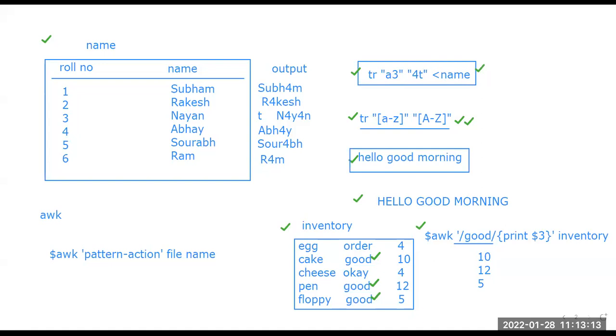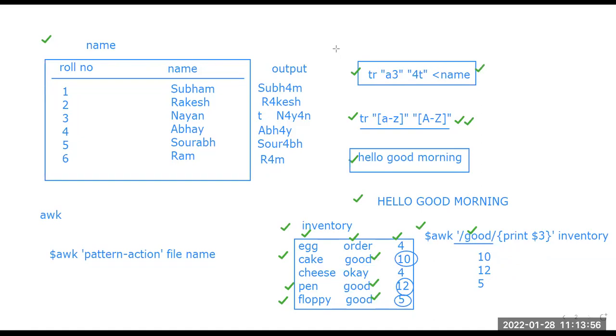So if I ask what pattern we are trying to find, that is good. Where is good found? In row number 2, row number 4, and row number 5. From these rows, we are going to print the third field value. What is the third field? This is my first field, this is my second field, this is my third field. The third field for row 2 is 10, and for row 5 it is 5. That is being displayed here.